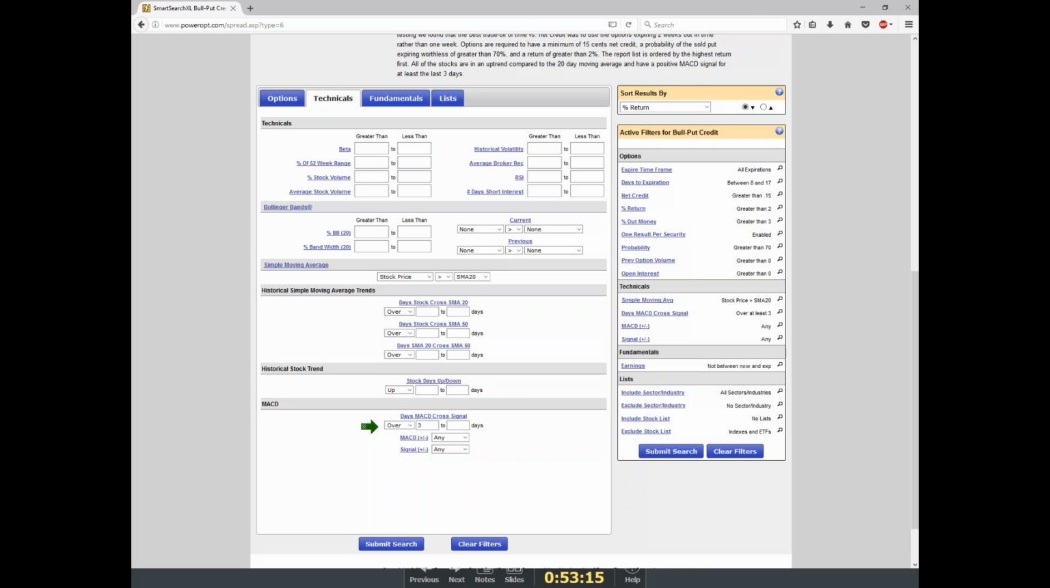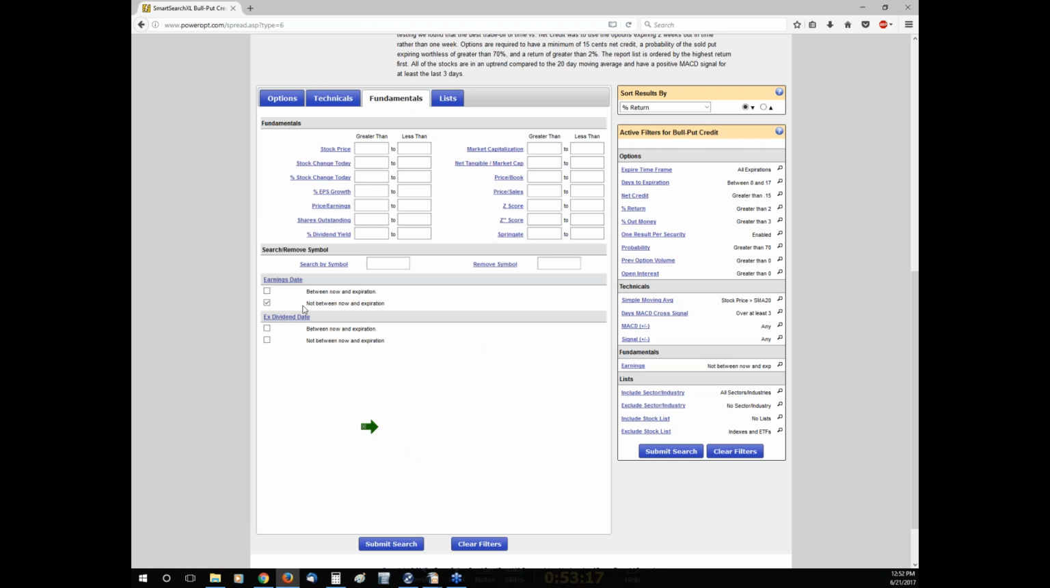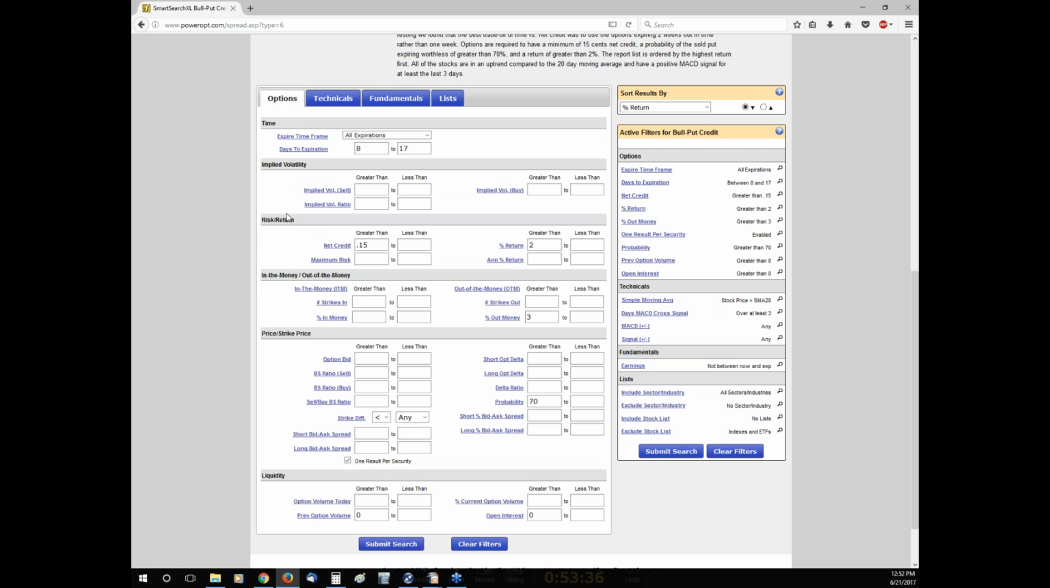And of course, I could set other fundamentals as well. Stock price isn't really important in this case because we're using a strike difference, and we can set the strike difference as well. But you want to avoid stocks that have an earnings date between now and expiration. And you could set market cap, price to book, other things that you want also. But the first question that gets asked is, this is a weekly spread. Why are you looking 8 to 17 days out in time?